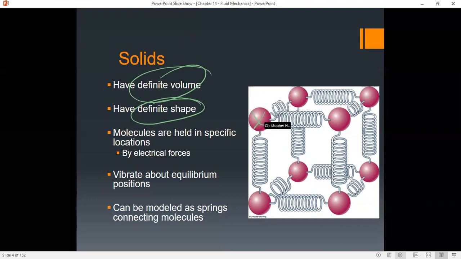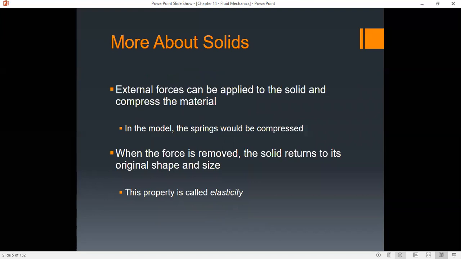Now, most solids, or the atoms or molecules within a solid, can be modeled as masses on springs. So they are free to move from this equilibrium position, but the equilibrium position is really their average position. They can't stray too far from that. So, solid, again, definite volume, definite shape, and that definite shape is what makes the solid phase unique.